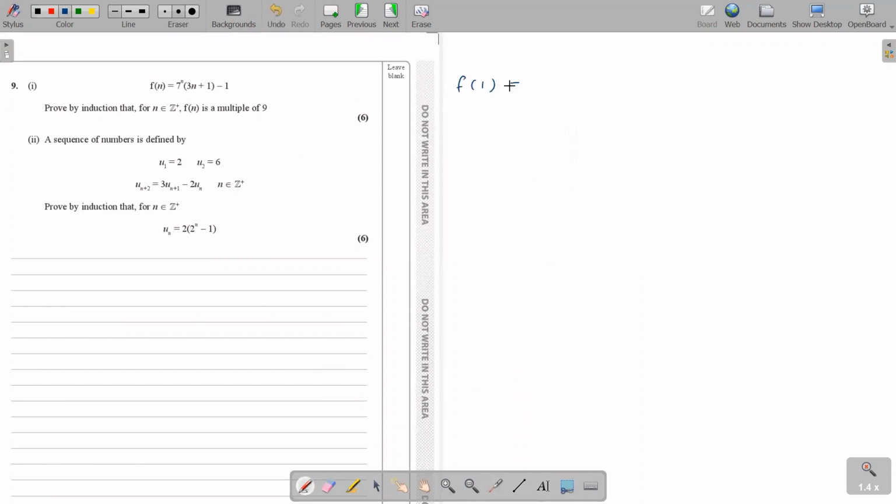F of 1. Substitute 7 to the power 3 times 1 plus 1 minus 1. Can you all simplify here? 7 to the power 3 times 1 is 3, 3 plus 1 is 4, minus 1. How much is it? 7 times 4, 28. 28 minus 1 is 27. So 27 is a multiple of 9, right? So if 27 is a multiple of 9, it means the result is true for n equals 1, right?